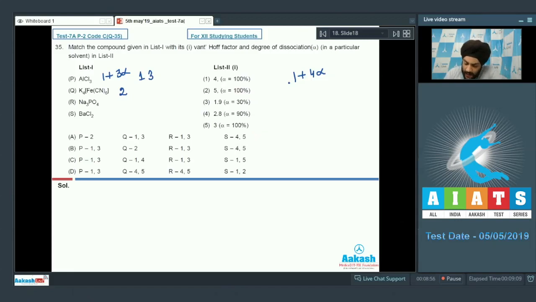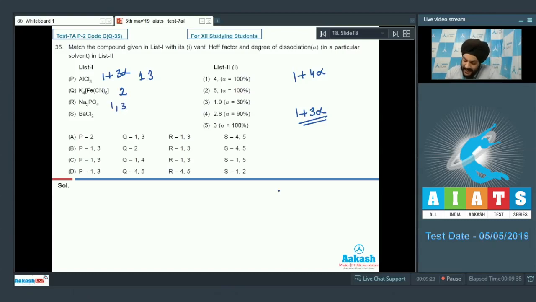If you talk about the third option now, Na3PO4. So Na3PO4 furnishes 4 ions in solution. The i value will be given by 1 plus 3 alpha. It is the same as the P option and it is going to have matching same as option P. So 1 and 3 will be matched with option R.